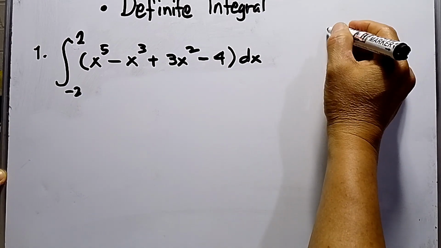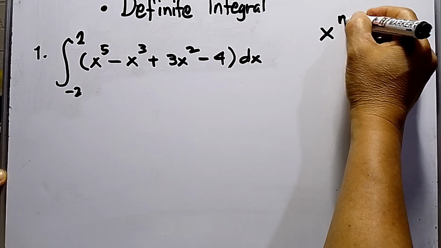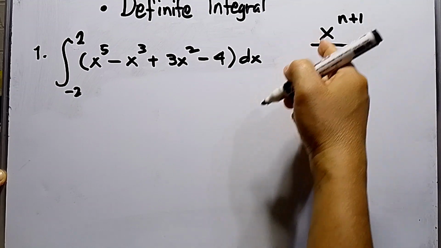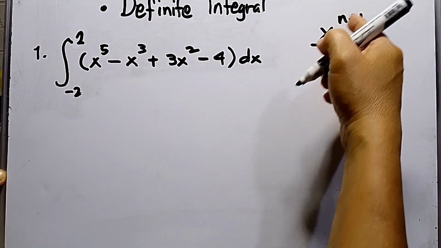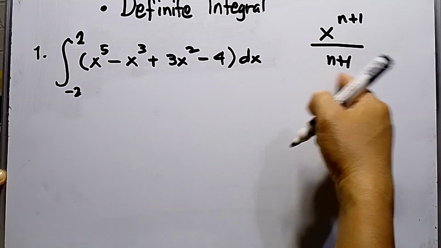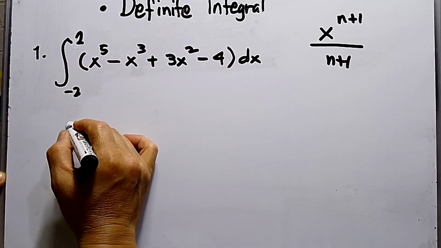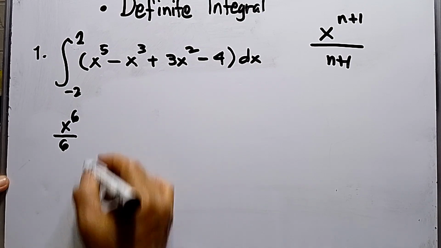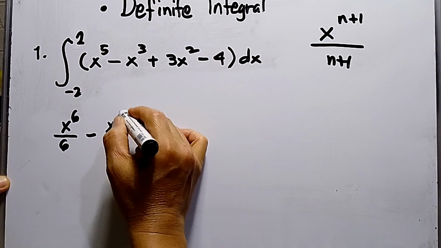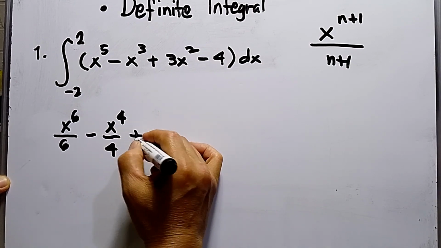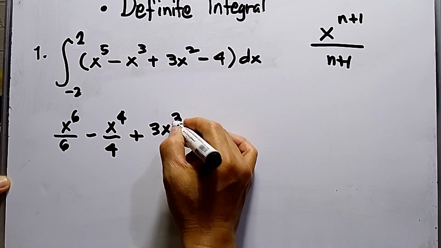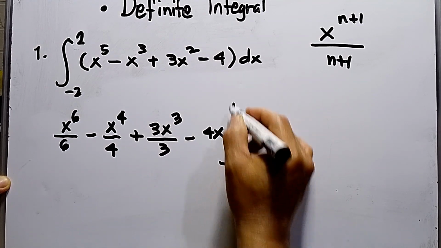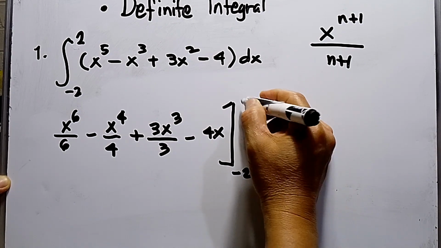So take note, in integral calculus, this will be x to the n plus 1 over n plus 1. The exponent should be added by 1 and then also divided by n plus 1. So this will be x to the 6 over 6, and then minus x to the 4th over 4, then plus 3x cubed over 3, then minus 4x from negative 2 to positive 2.